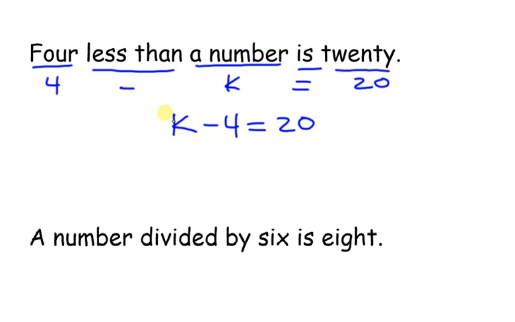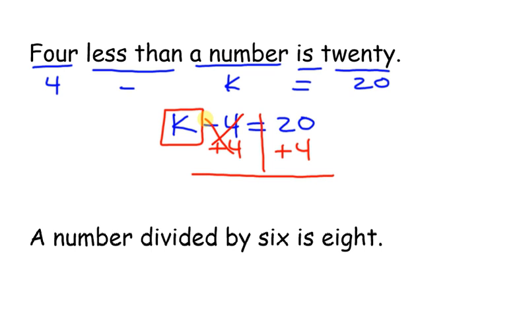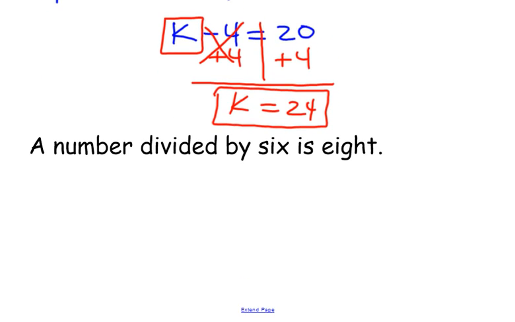Let's go ahead and solve it. Put a box around the variable. The opposite of minus 4 is plus 4, but whatever I do to the left, I need to do to the right. Minus 4 and plus 4 cancel, and I'm left with k equals, and 20 plus 4 is 24. Okay. Let's do another one.